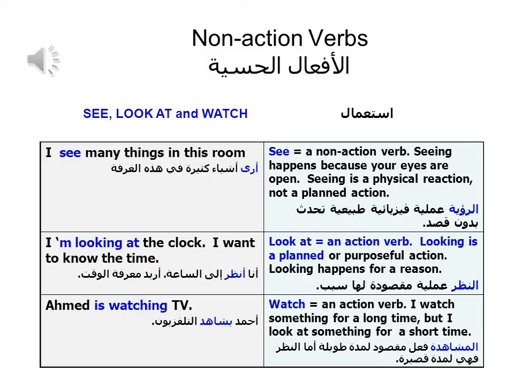And watch in the last sentence is used as an action verb. So we say, Ahmed is watching TV. Now here watch is an action verb. I watch something for a long time, but I look at something for a short time.